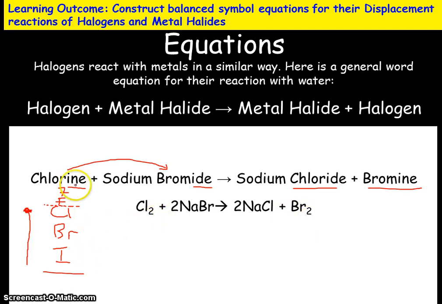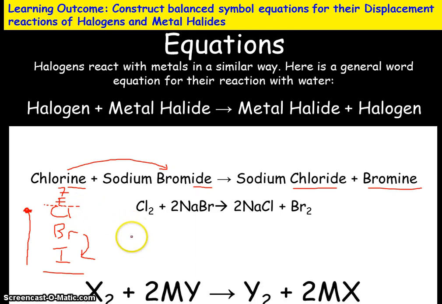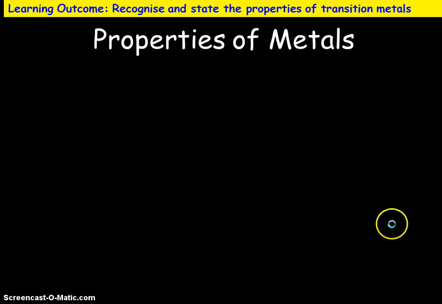So I could also do chlorine reacting with sodium iodide, and chlorine plus sodium iodide would give me sodium chloride and iodine. And bromine is more reactive than iodine, so bromine plus sodium iodide would go to sodium bromide and iodine again. But iodine won't displace bromine or chlorine because it is least reactive. And that's just the general symbol equation that you could use for this.